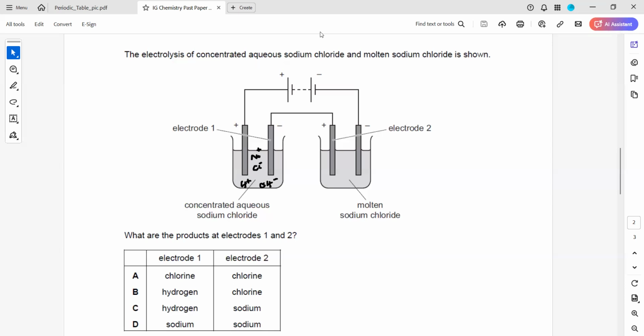Now, for a positive ion in an aqueous solution, the less reactive positive ion will move. Which is the less reactive positive ion? Hydrogen. So hydrogen will move towards electrode 1. So any option with hydrogen at electrode 1 is correct. Now it's molten sodium chloride, so only sodium ions and chloride ions are there. Sodium will move towards the negative electrode and chlorine will move towards the positive electrode. So electrode 2 will have chlorine. That's why B is the right answer.